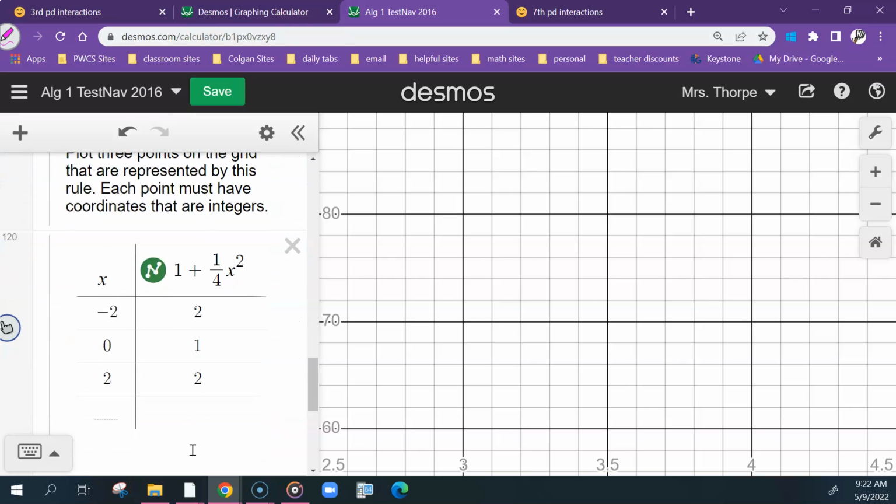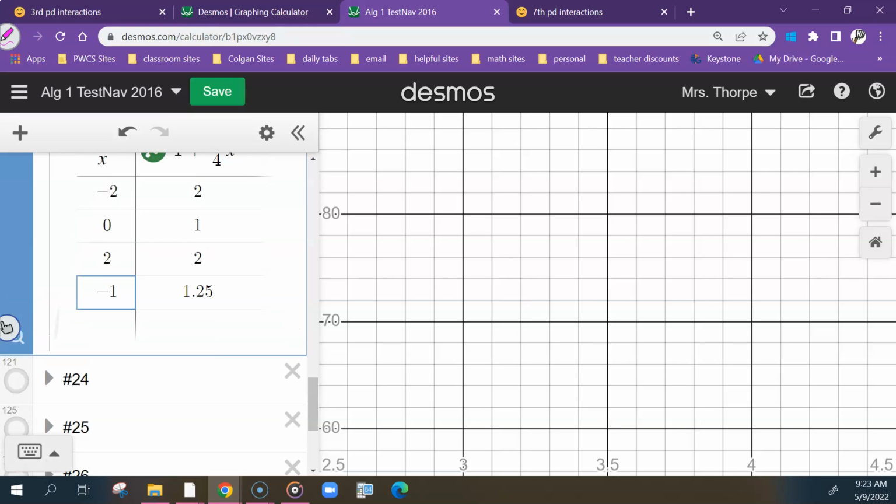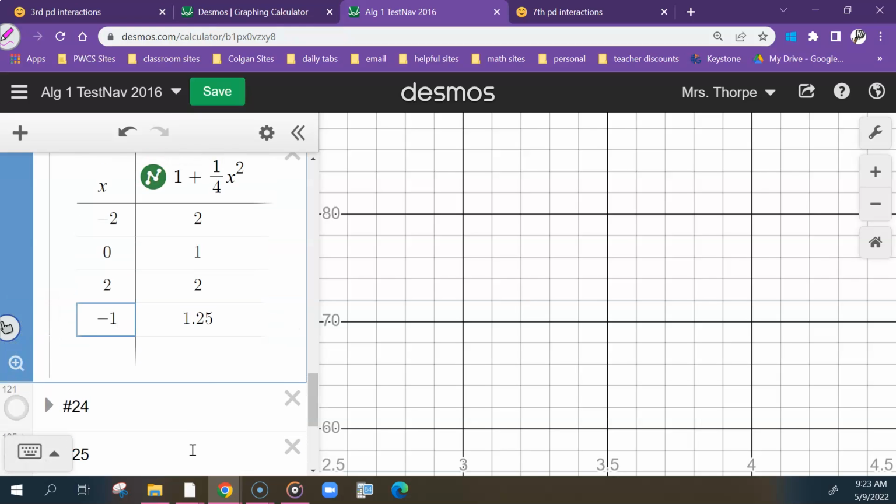So same thing. I put this into Desmos, added a table. It gave me other values, but those other values were decimals or fractions, so I ignored those because I can't plot those points. But the -2 and 2 values, we can plot those points. So -2, 2 and 2, 2.